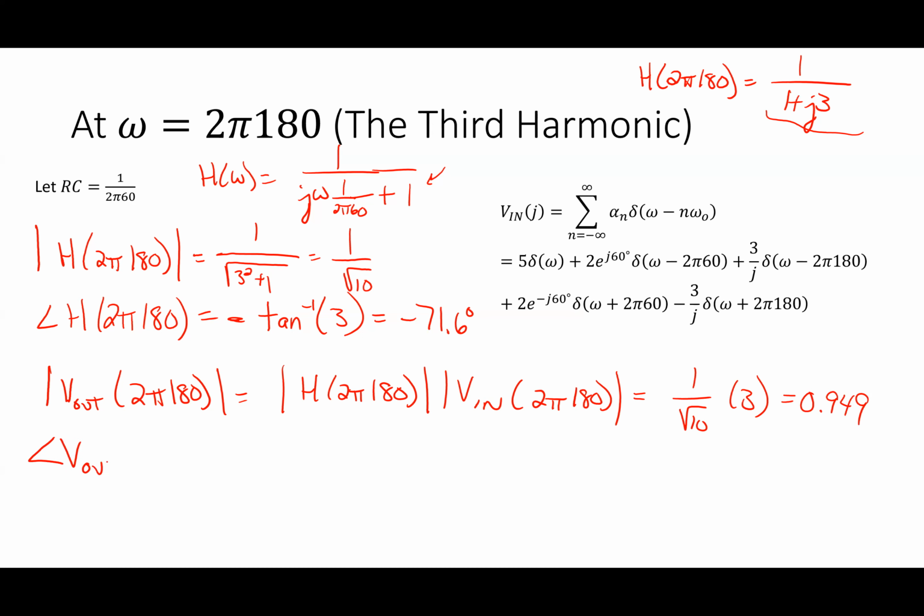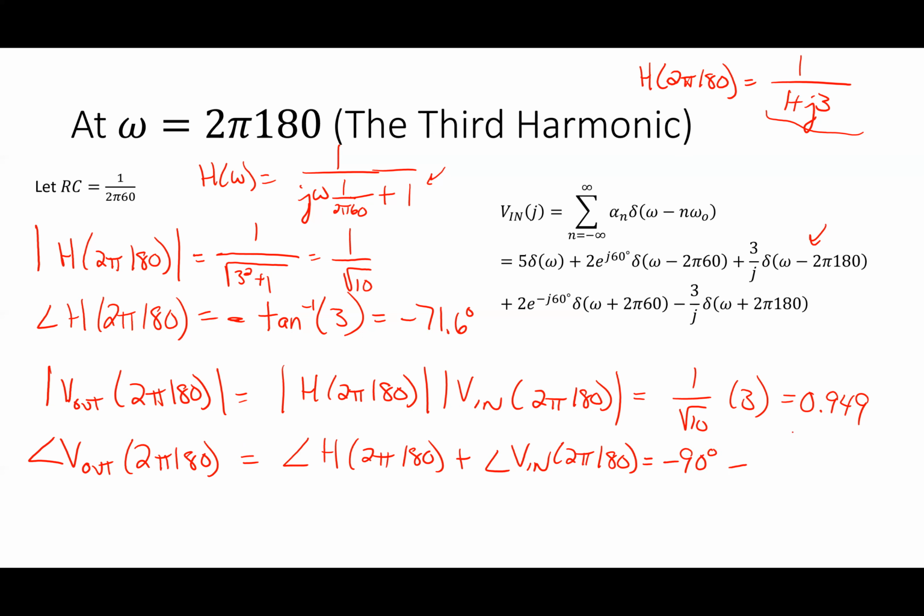And what's the angle of V out at 2 pi 180? The angle of that would be whatever the angle of H is, plus the angle of Vn at that same frequency. So what's the angle of Vn at that frequency? Minus 90? Yep, minus 90. And then I have this minus 71.6, the angle of H, to go with it. So this works out to be negative 160.6 degrees. So at 2 pi 180, this gives me essentially a complex exponential with a magnitude of 0.949 and an angle of negative 160.6, rotating at 2 pi 180t.